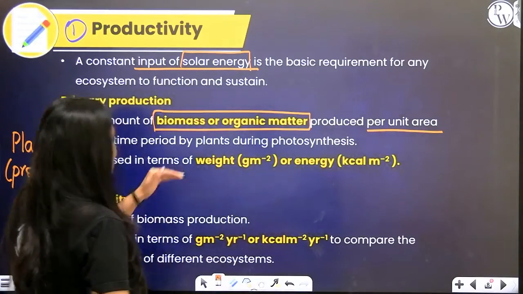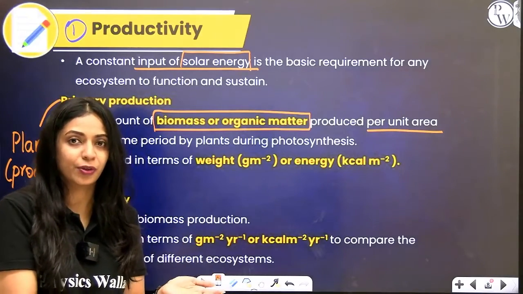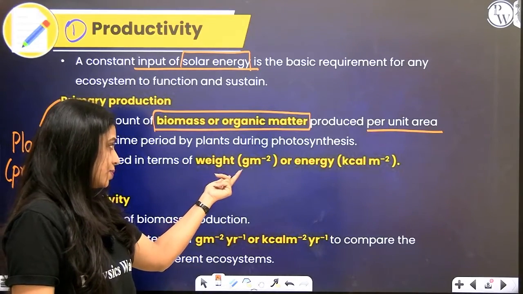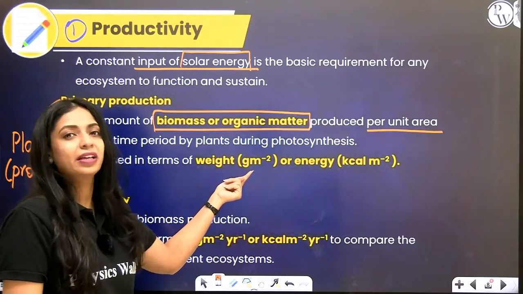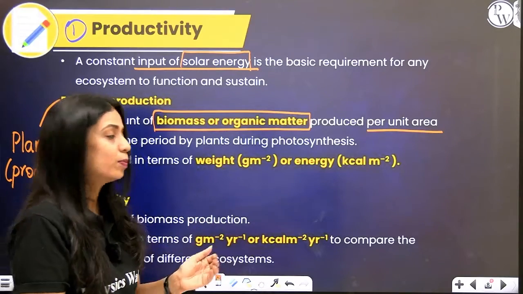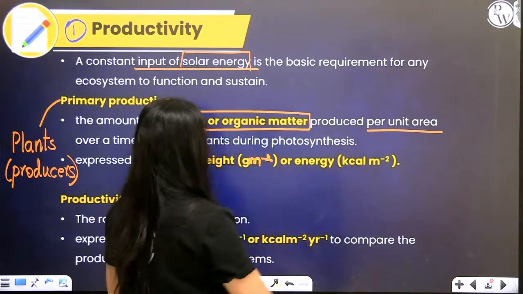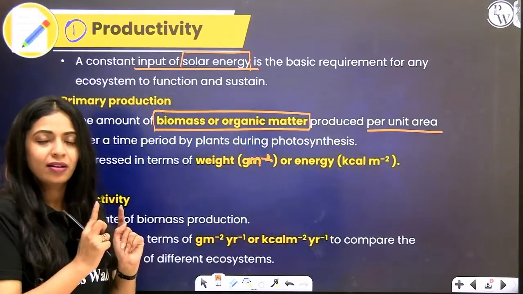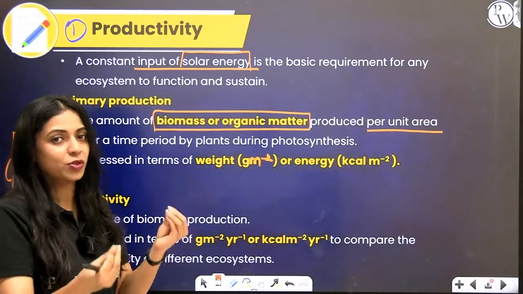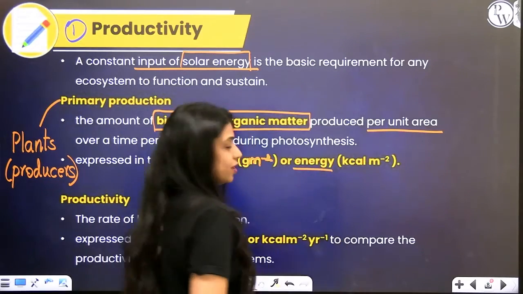It can be expressed in terms of weight. We're talking about how much is produced, right? How much organic matter is produced. So that can be expressed in terms of weight. With respect to weight, the unit could be grams. These many grams of organic matter or biomass per meter square. This is the area. Unit area I said, right? So per meter square, this is the amount of organic matter that the plants are producing by making use of sunlight. Or you could measure it in terms of energy.